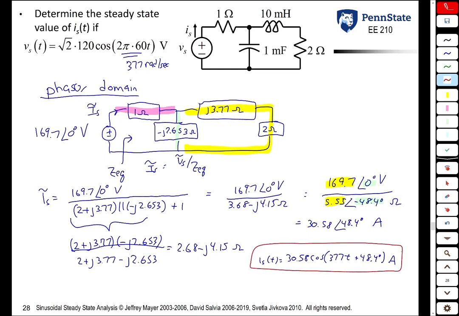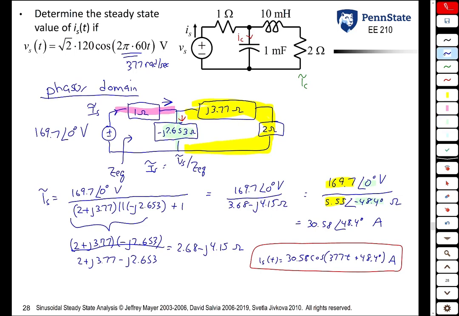Suppose we were asked to also find the current IC. The way we could find that is using current division. If we were asked to find IC tilde, it's IS tilde times the opposite impedance over the sum of the two impedances. So once again, this current is equal to this current times this impedance over the sum of that impedance plus that impedance.